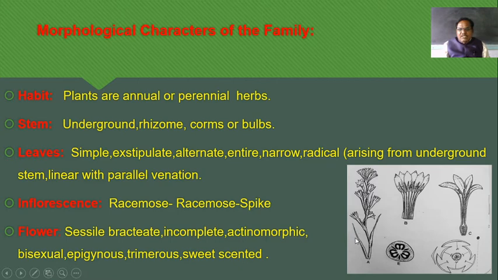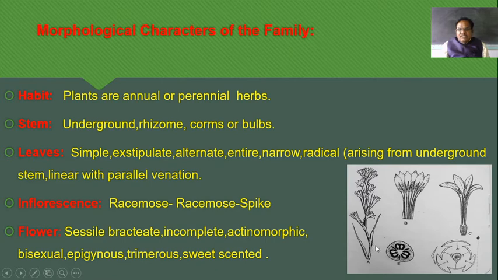They have veins which are found parallel, and such leaves are linear in nature. We can say that the leaves are radical leaves. Each of these radical leaves has a sheathing leaf base.